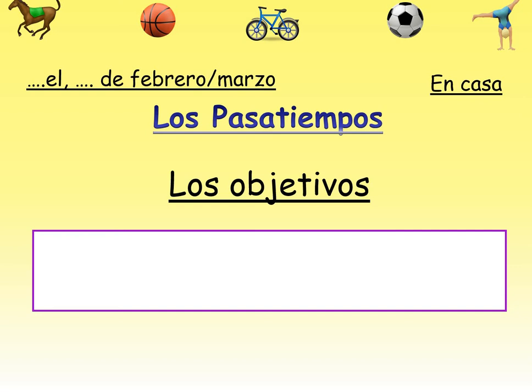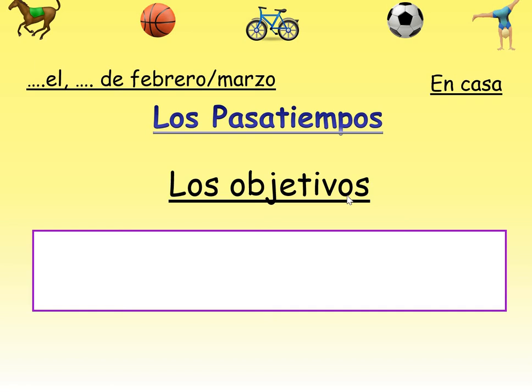We did 2 lessons on los deportes, so talking about sports. And in today's lesson, we're starting to look at the vocabulary for free time. So los pasatiempos is the word for hobbies. In other words, how you spend your time. Pasa is spend, and tiempo is time. So "time spenders" is how they sort of say hobbies, okay?